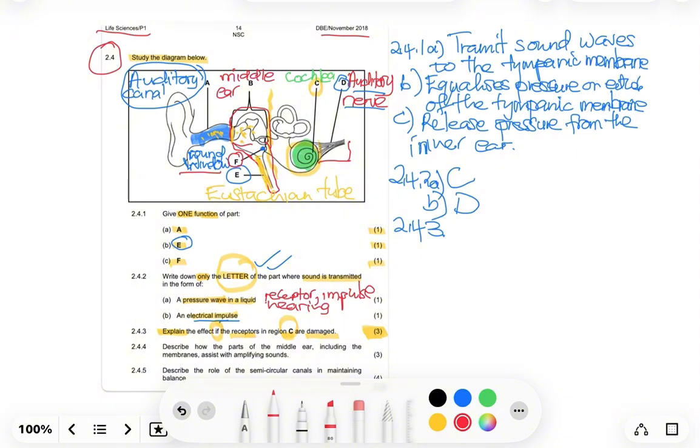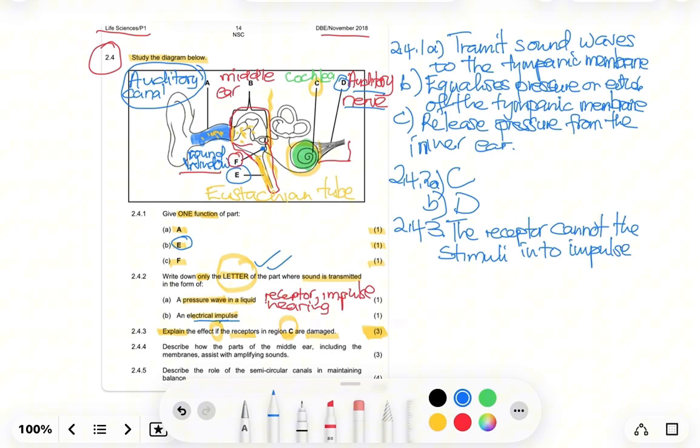So 2.4.3, we are saying that if C is damaged, the receptors are not going to be able to convert the stimuli into impulses. So the receptors cannot convert the stimuli into impulses.